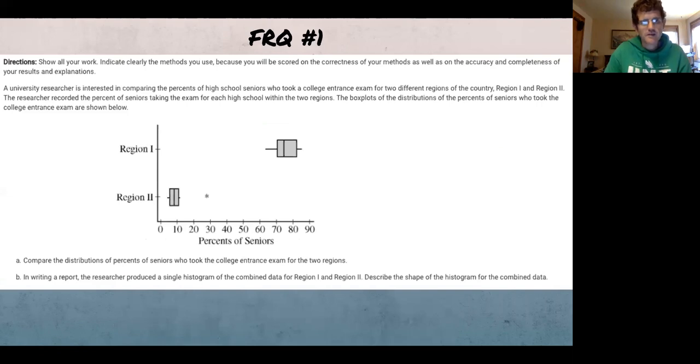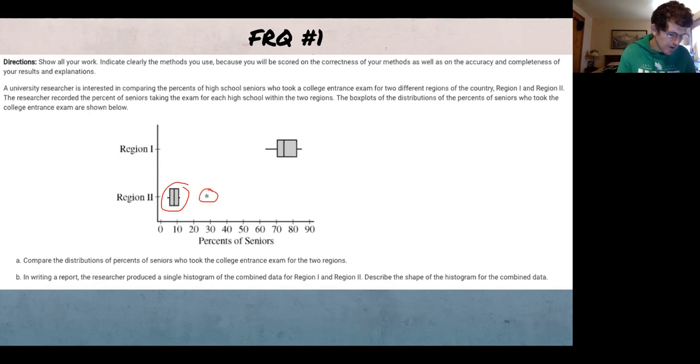You can see right here, compare the distribution of percents of seniors who took the college entrance exam for the two regions. These are two different regions of the country, region 1 and region 2. And they recorded the percent of seniors who took the exam. So there we go. You can see there's an obvious difference between those two. What we want to do is compare. We want to use comparison words like greater than, less than. So if we're talking about the distribution here, we can't necessarily say it's unimodal or anything like that, but we can say that region 2 looks to be approximately symmetric distribution. Based on that box plot, it looks symmetric with an outlier.